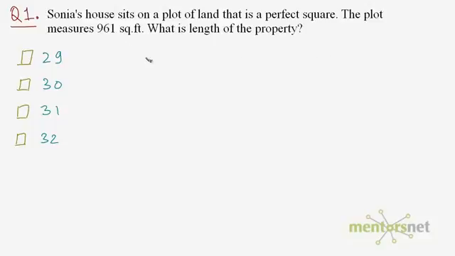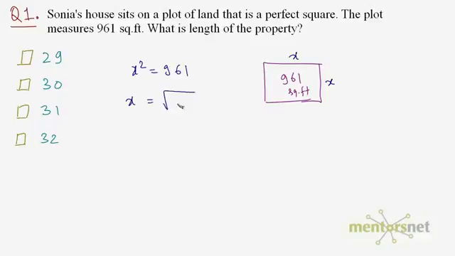So it is given that Sonia's plot is of 961 square feet and the plot is a square plot. So the area is 961 square feet. As it is a square, the length of sides would be equal. Now we know that the area of a square is equal to side square. So x square is equal to 961. So to find x, we need to take the square root of 961. And that's what is asked. What is the length of the property? So the length of the property is x.